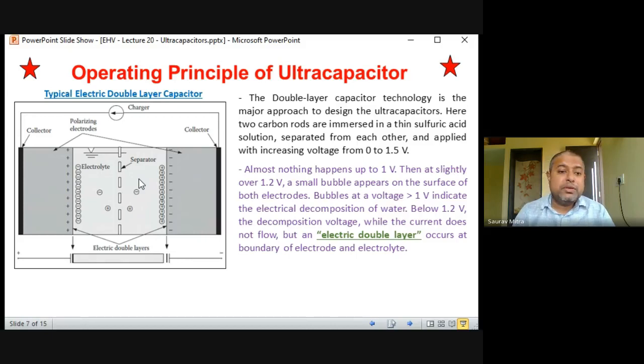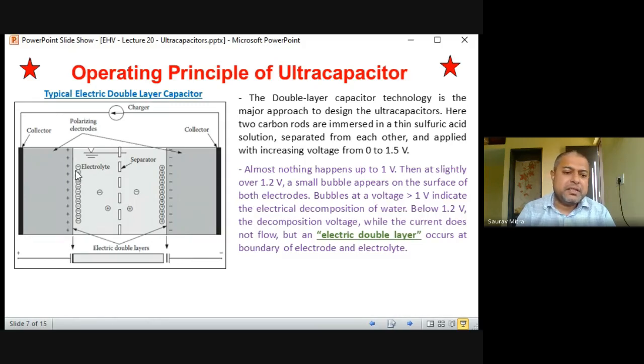But as soon as the voltage across these two plates is greater than 1.2, at that time there is an electric double layer which occurs at the boundary of the electrode and electrolyte. You can find here, this is the electrode, and here there is a separation of the water. All the negatives are getting stored here, and to balance it, automatically all the positives in the polarizing electrodes are getting stored here. So these are the positives.